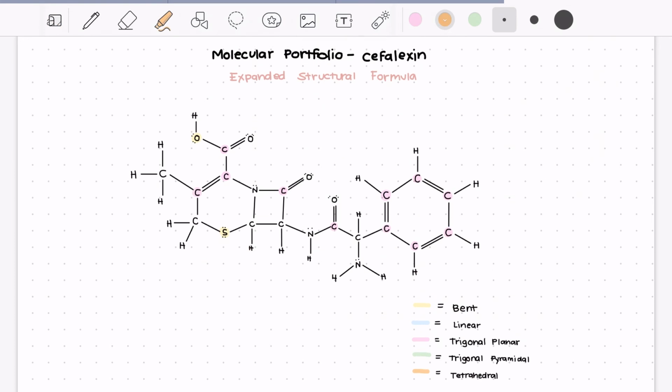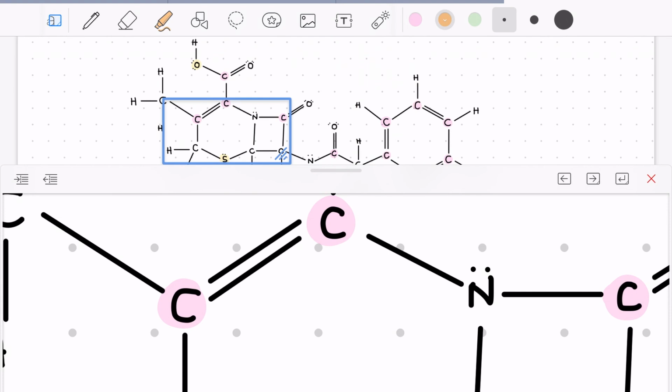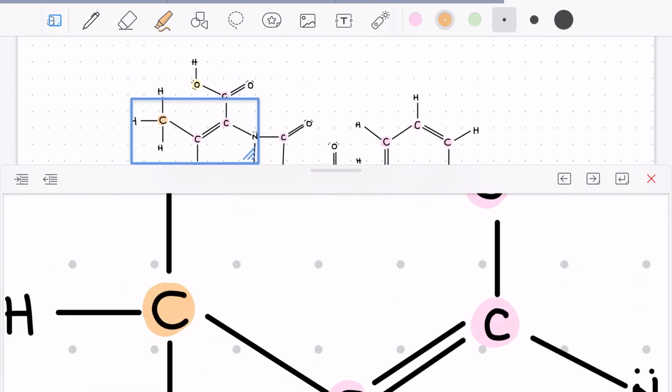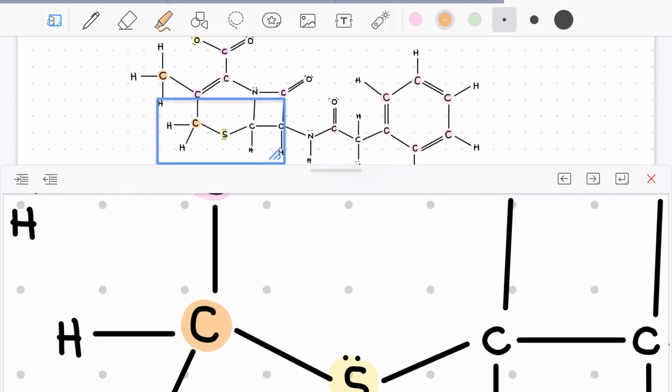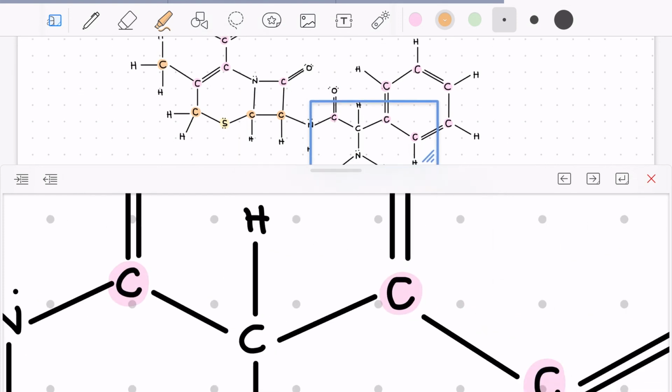Next, I'm going to be highlighting all of the central atoms that have a tetrahedral molecular geometry. What this basically means is that the central atom shares 4 electron groups. So I'm going ahead and highlighting some of the carbons here because they share 4 bonds, which is 4 electron groups.